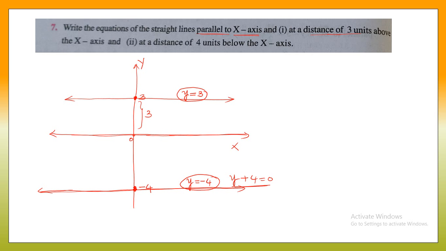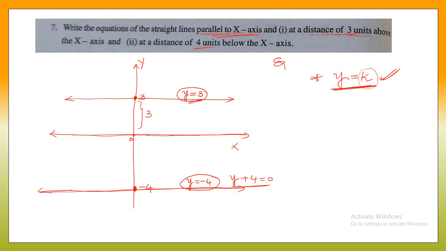So from this, what have you understood? If you want a line parallel to the x-axis, then simply consider y is equal to k. What is the equation of the line? The equation of the line is y is equal to k. Just remember this, right? So using this equation, how can I say 3 units above? Above means positive, that means k should be considered as 3. That is nothing but y is equal to 3. Next, 4 units below means negative 4. So y is equal to minus 4. So using this formula also you can simply say it, right?